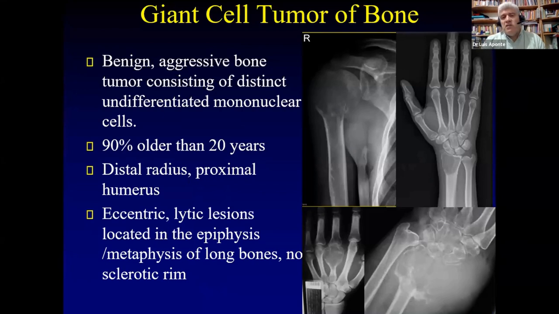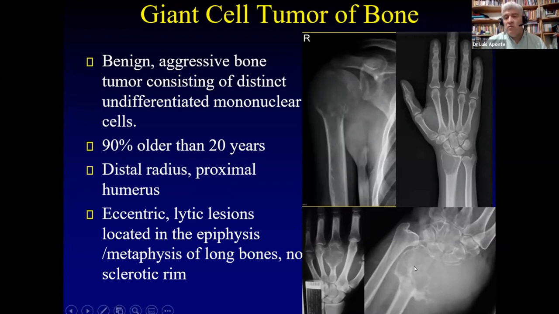Now we have the giant cell tumor of bone. We don't know what it is. We know this is a bone tumor. Now it's an intermediate tumor. It's not benign and not malignant. So it's a benign aggressive bone tumor that has differentiated mononuclear cells. There are some things that point to malignant and some things that point to benign, so they put it as an intermediate tumor. 90% are older than 20, so it's mainly over 20 years, and it's in the distal femur, proximal tibia, and proximal humerus.